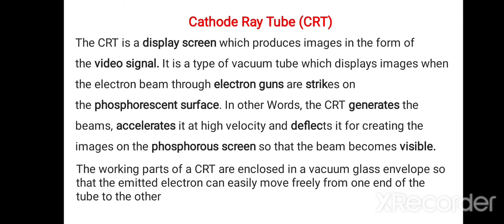In other words, the CRT, cathode ray tube, generates a beam of accelerated high velocity electrons, and deflections create the image on the phosphor screen so that the beam becomes visible.